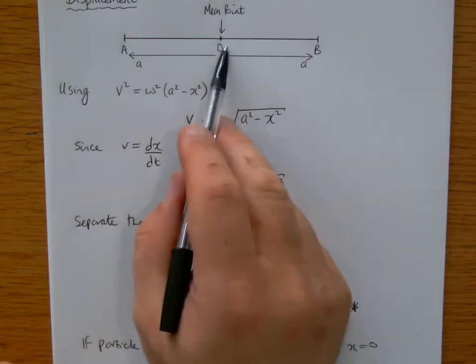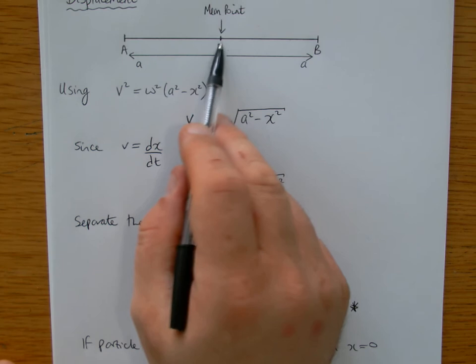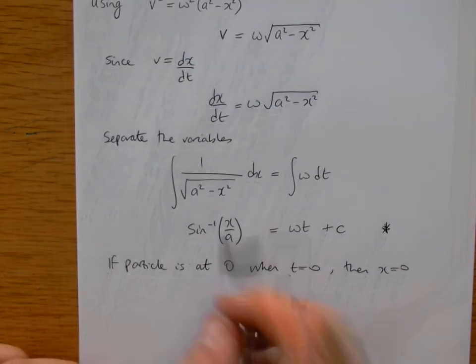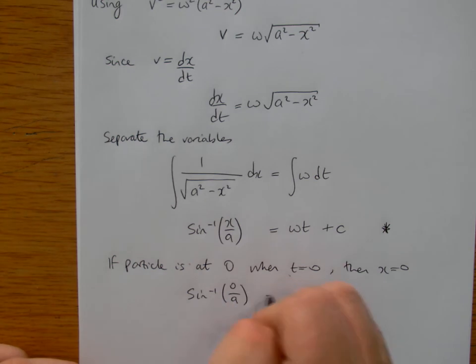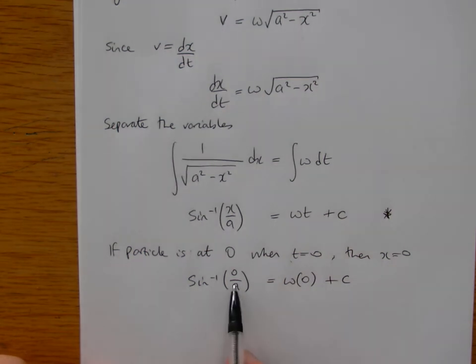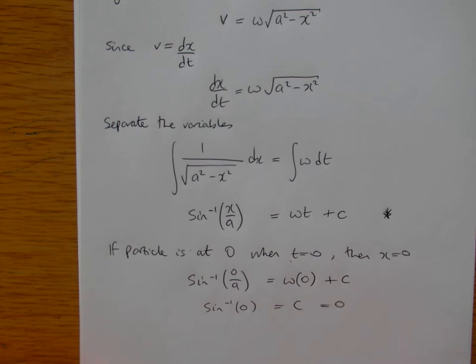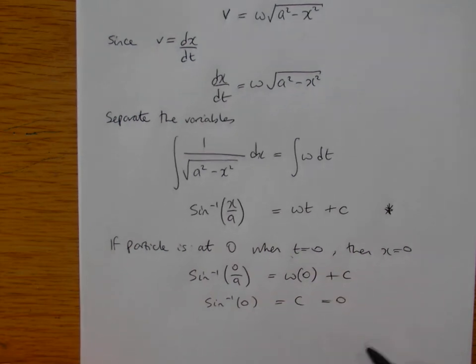x will be 0 because that's where we are, and remember x is measured from here. So to sub it in, sin⁻¹(0/a) is equal to ω times 0 for t, plus c. Of course sin⁻¹ of 0 is just 0, because 0 over a is 0, and that equals c, so c is equal to 0. Check on your calculator if you don't believe me. So that means c will equal 0 there.